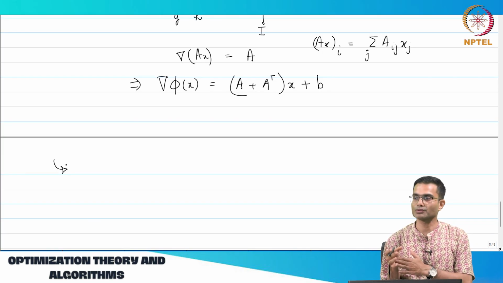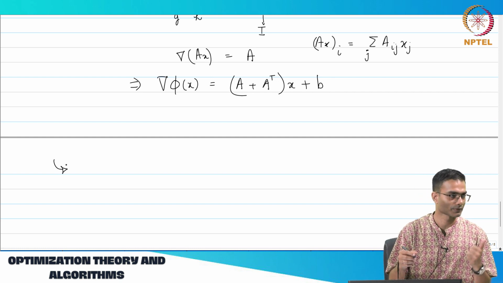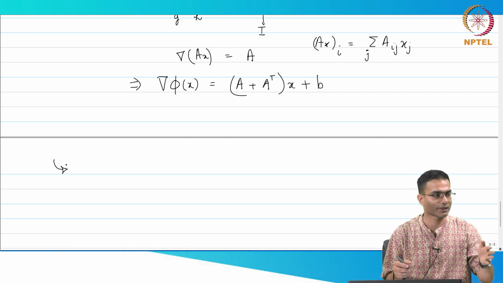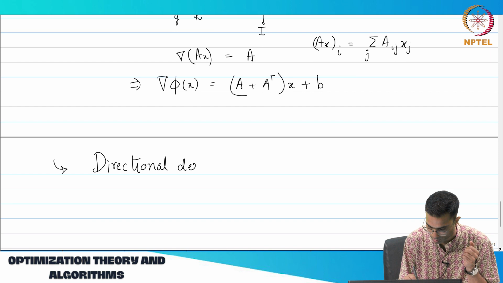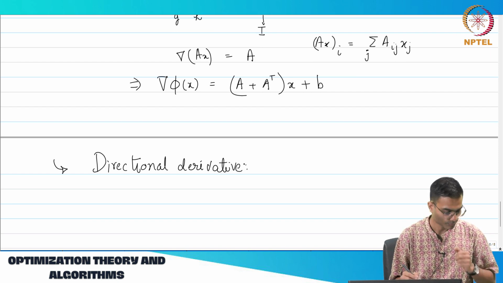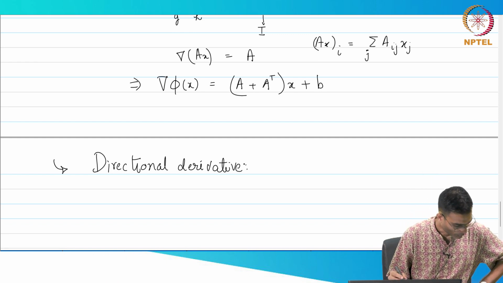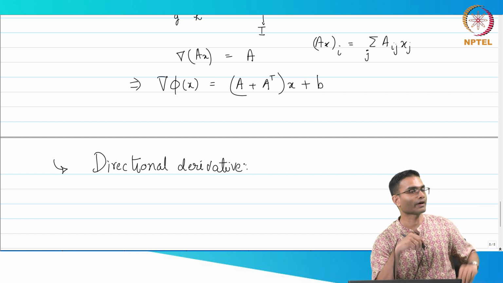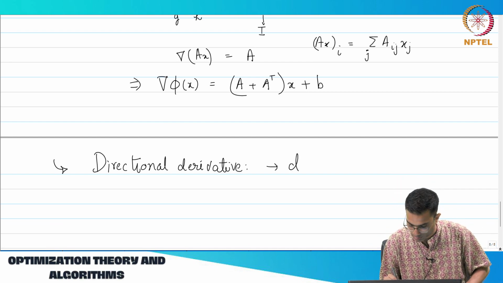Another thing that gets used quite a bit in optimization is something called a directional derivative. So, a preferred direction, right? When I say directional derivative, I have to supply you with a direction. So let that direction be given by the symbol P.